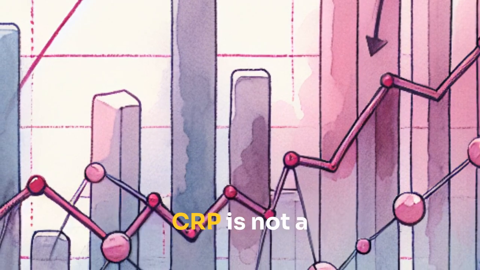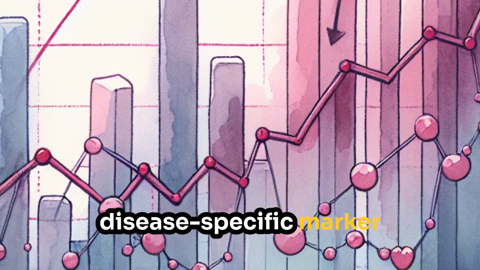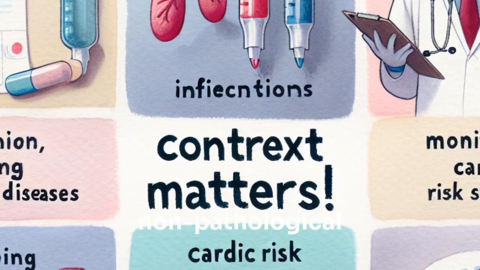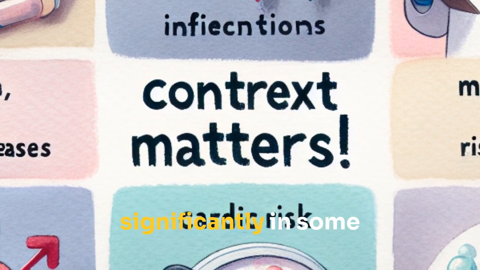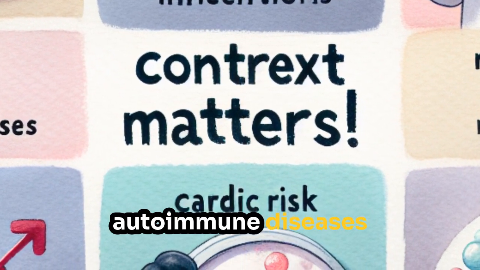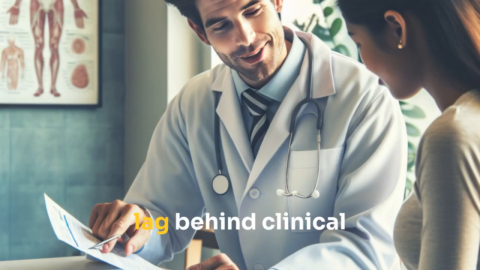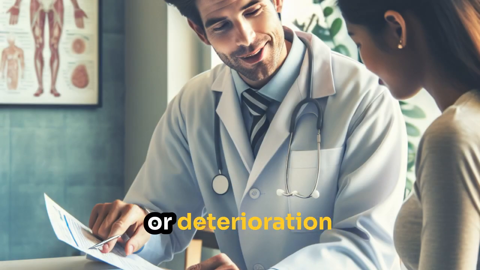Despite its usefulness, CRP is not a disease-specific marker. It can be elevated in non-pathological conditions like pregnancy and may not rise significantly in some autoimmune diseases. Also, CRP levels can lag behind clinical improvement or deterioration.